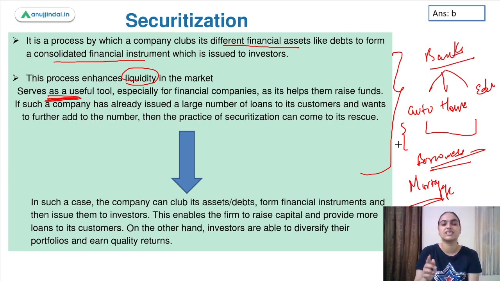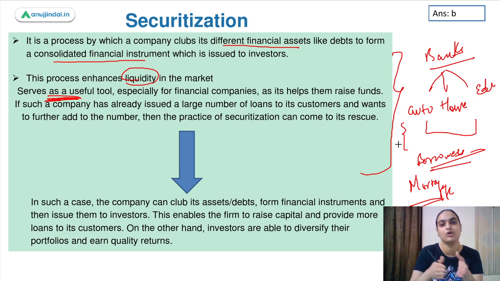So this is how illiquid assets of the bank get converted into liquid ones, and they get an option to raise more funding which they can further use to provide loans. So this entire process where your existing financial assets are consolidated and new securities are created out of it is known as securitization.